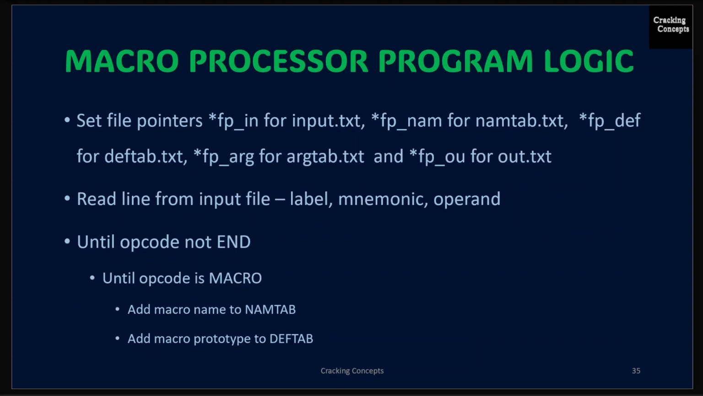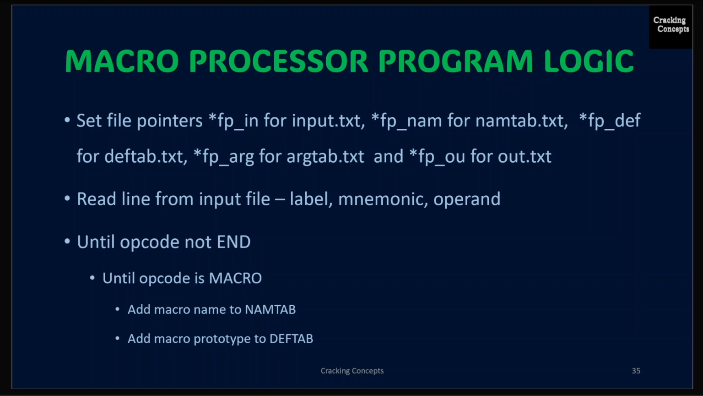Now we look into the macro processor program logic. Now all these files like the input, num tab, def tab, arg tab, and even the output file have pointers pointed to it. Now first of all, we set the file pointers.